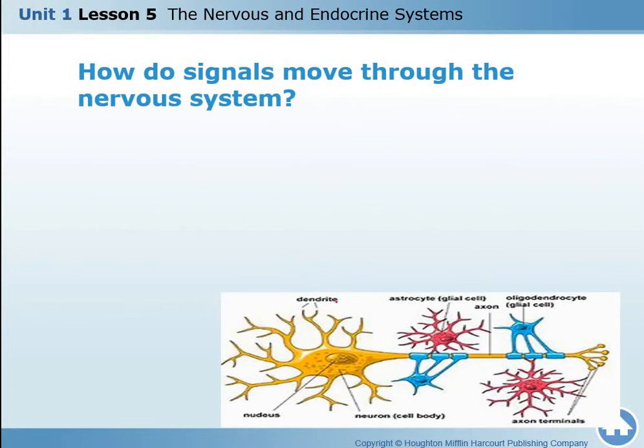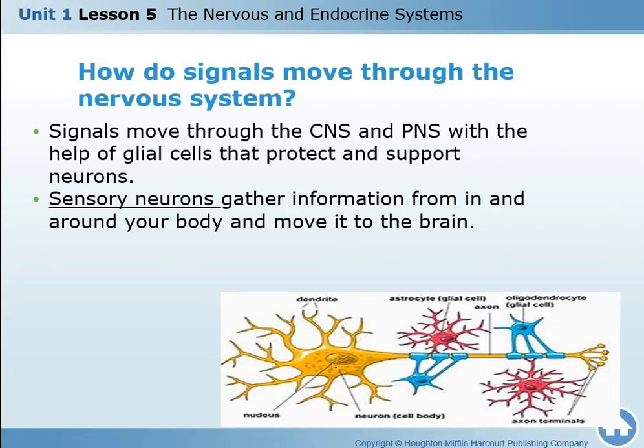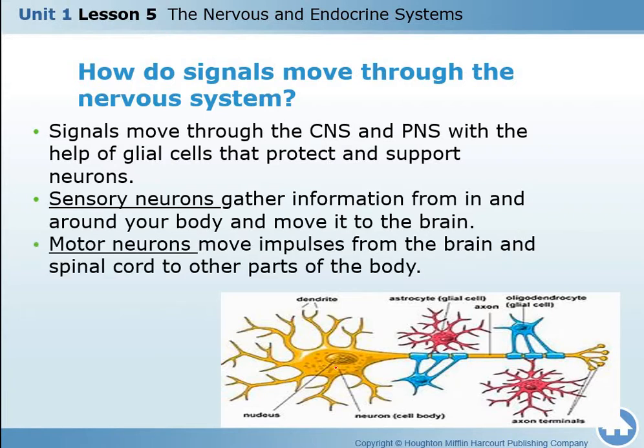This is the shape of the neuron. Here, the cells in blue and pink are called glial cells. These cells are important for the support of the neuron itself. The structure of the neuron is divided into three parts. Number one, the dendrites.